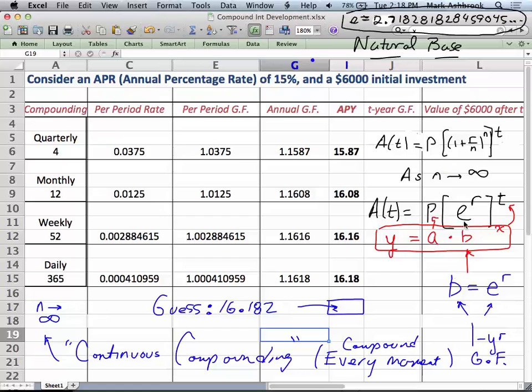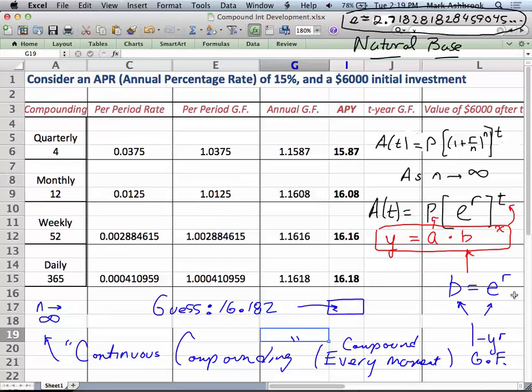So how are we going to get the APY in this situation? APR of 15%, 6,000 initial investment. How can we use this to get our APY? You want to calculate e to the r? Yes, calculating e to the r will give us b, the 1-year growth factor. And then from that, we can see what the rate is.